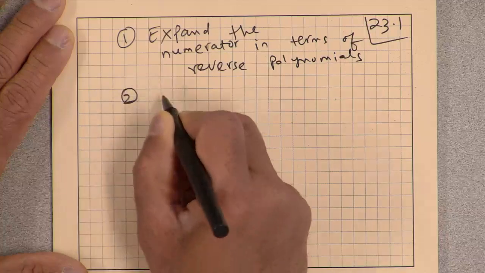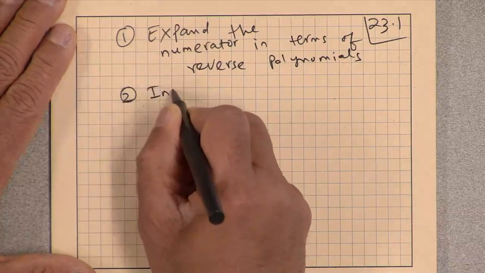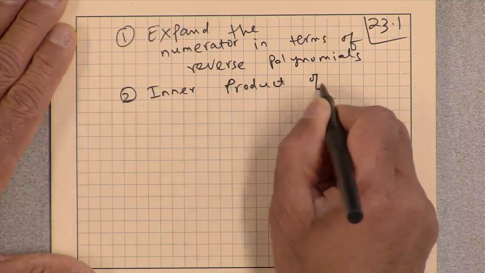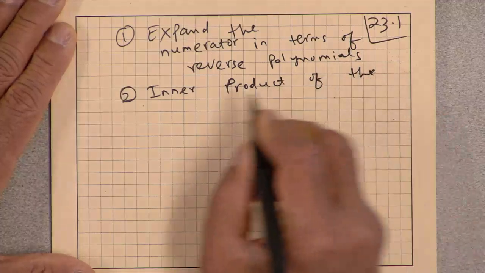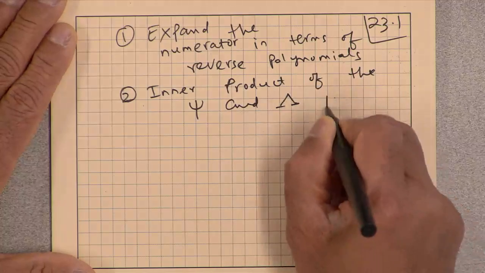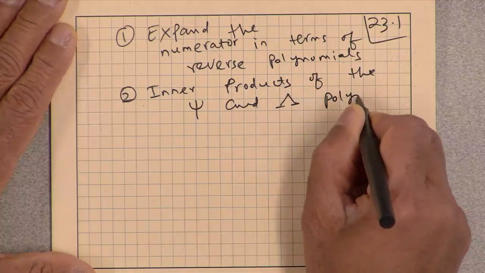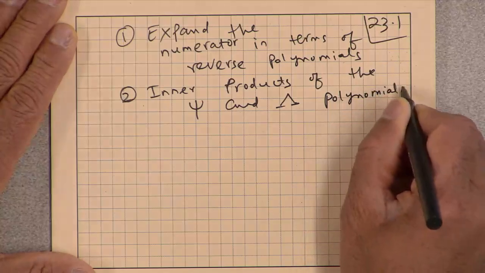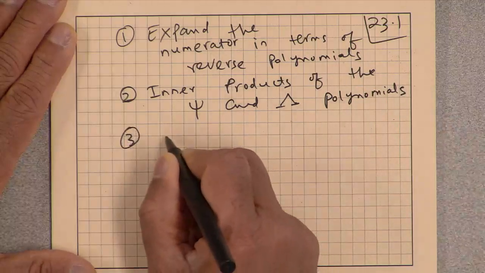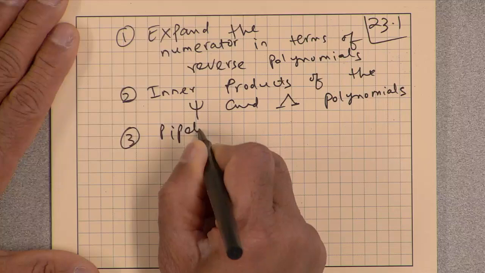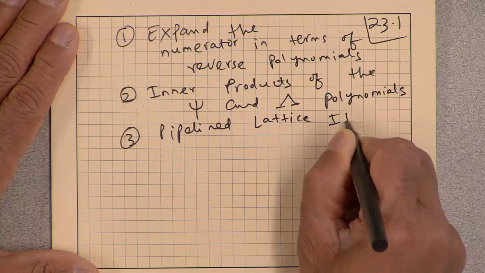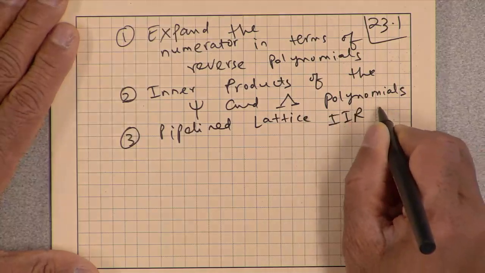Second thing I want to talk about is the inner product. Without going to proof, we will look at the inner product of the psi and lambda polynomials. So again, without proof, we will briefly talk about them. And the third thing I want to talk about is pipelined lattice IIR filters. Okay, so those are 3 things that I didn't talk about yet.